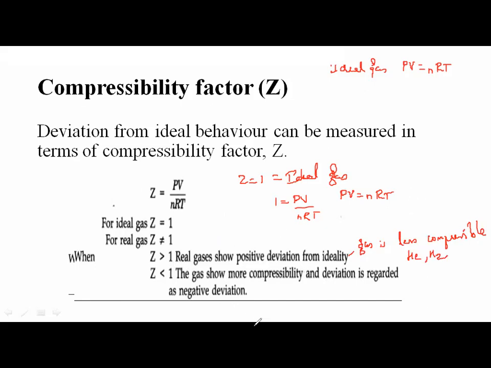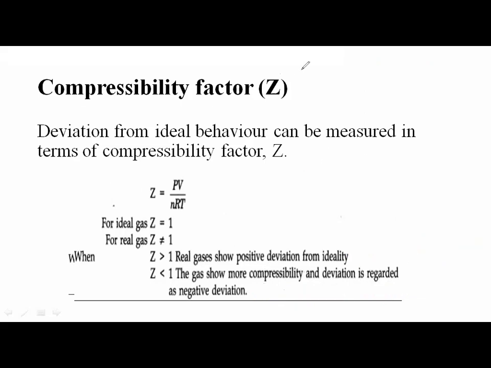If Z is less than 1, it means it is showing negative deviation. It means that the gas is more compressible. For example, in the curve it first came down and then increased, for CH4 and carbon dioxide. So the compressibility factor tells us the deviation from ideal behavior.